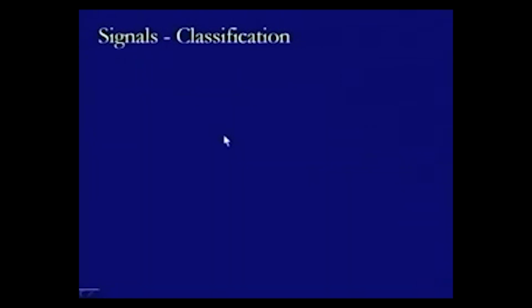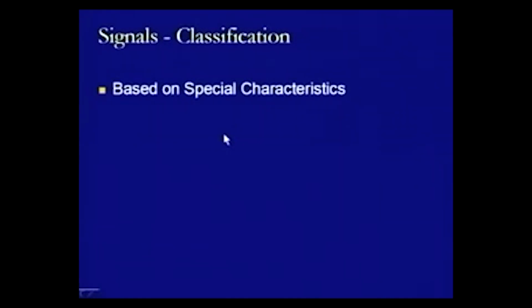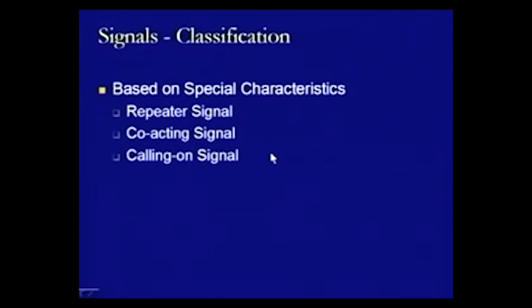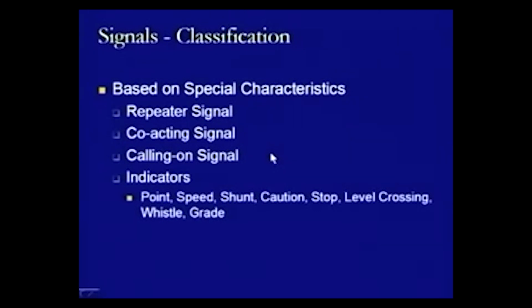So, these are all about the types of signals which can be categorized on the basis of locational aspect. Now, we will be looking at the signals which can be classified on the basis of spatial characteristics, and within this category we will be looking at different types of signals like repeater signal, coacting signal, calling on signal, and indicators related to points, speed, shunt, caution, stop, level crossing, whistle, grade. These are the different indicators which can be used. There are some more indicators too, but some important indicators have been taken here. It is not possible to take all types of indicators. Similarly, the terminators related to the termination of a speed, shunting or termination of a block section.